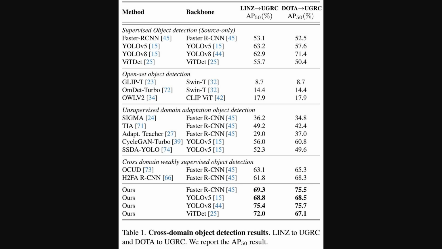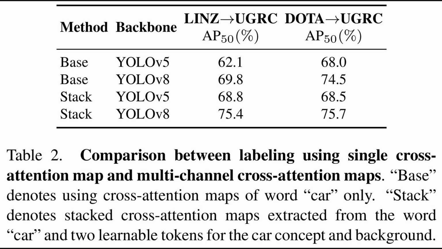Moving to the results, this table really puts their method to the test. It compares different approaches for adapting a detector from one location, like the LINS dataset, to another, the UGRC dataset. The key metric here is AP50, which basically measures how accurately the model finds cars. A higher score is better. As you can see, their method, listed at the bottom as ours, consistently gets the highest scores. For example, using a YOLOv8 detector, it hits 75.4%, a huge jump over other methods, which really validates their whole generative approach.